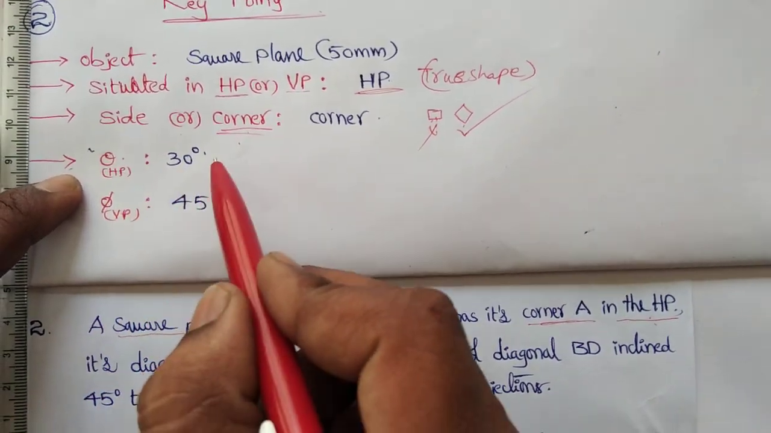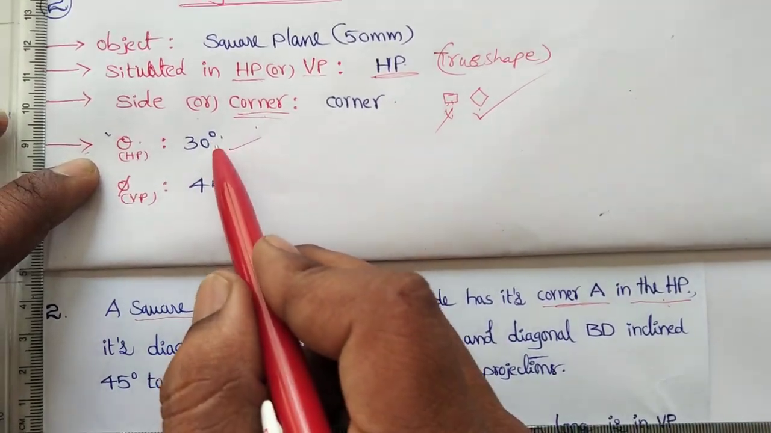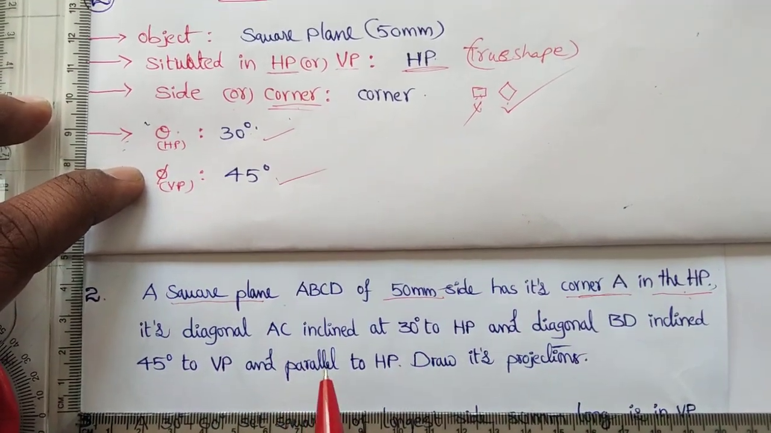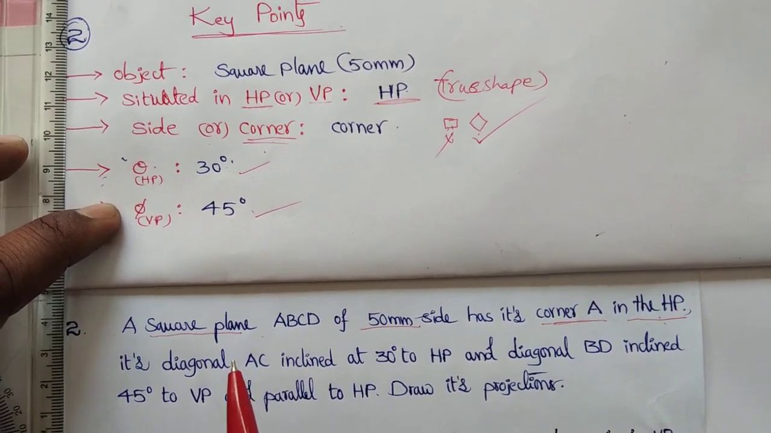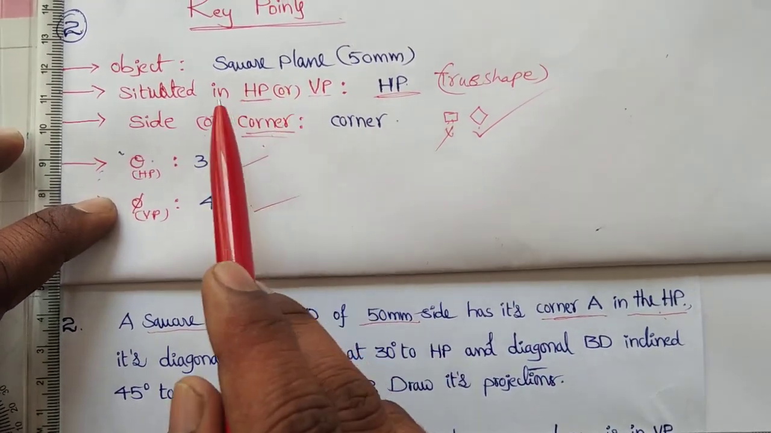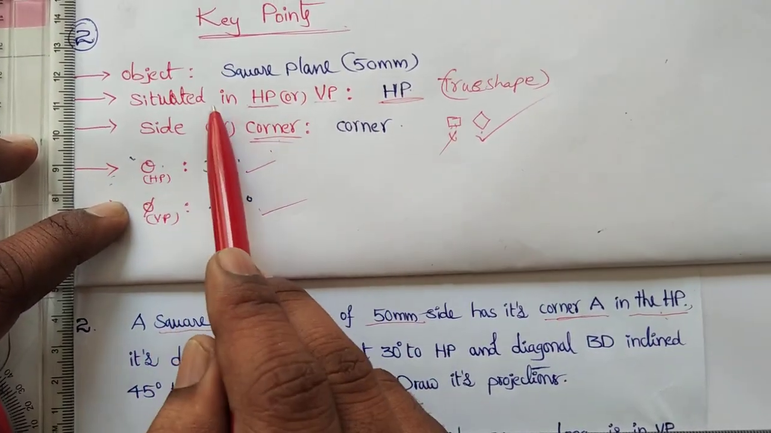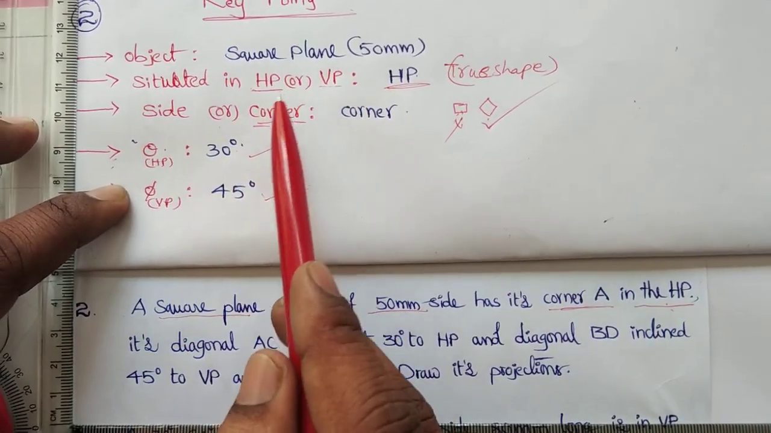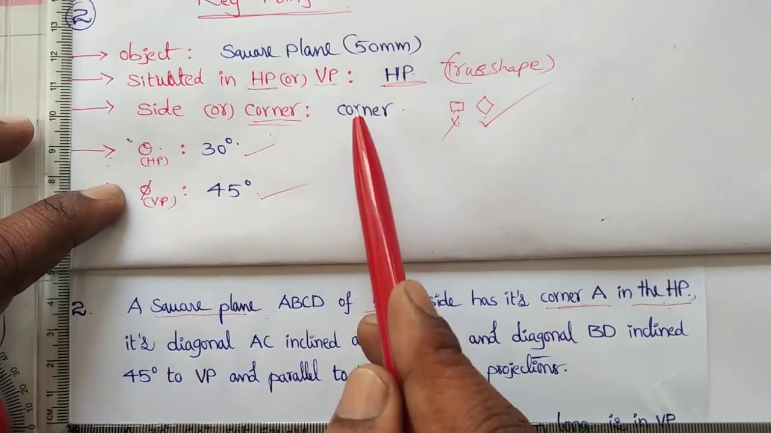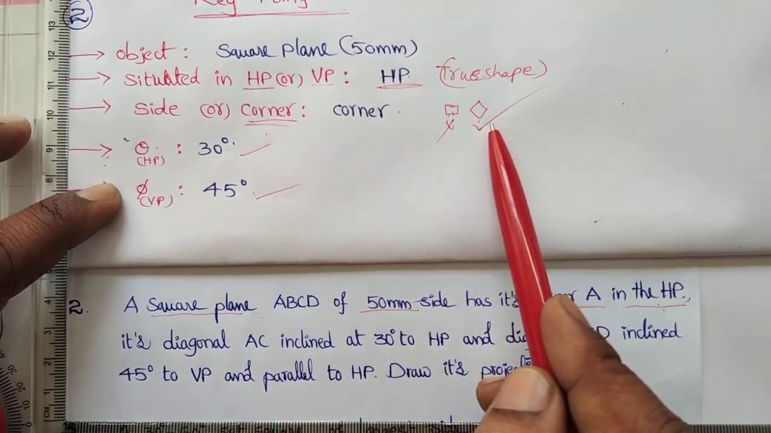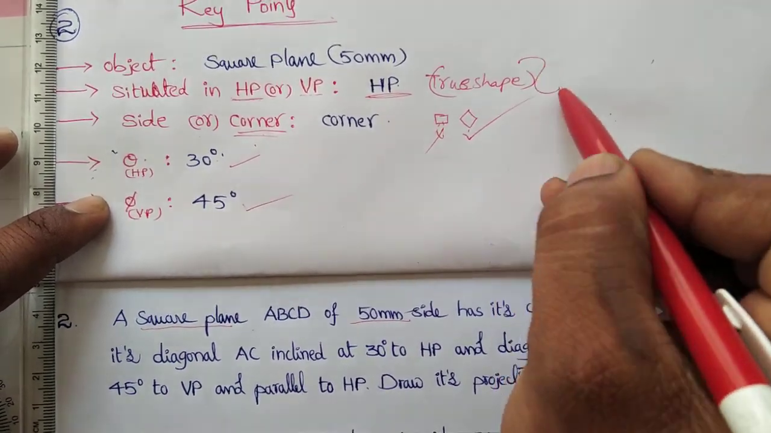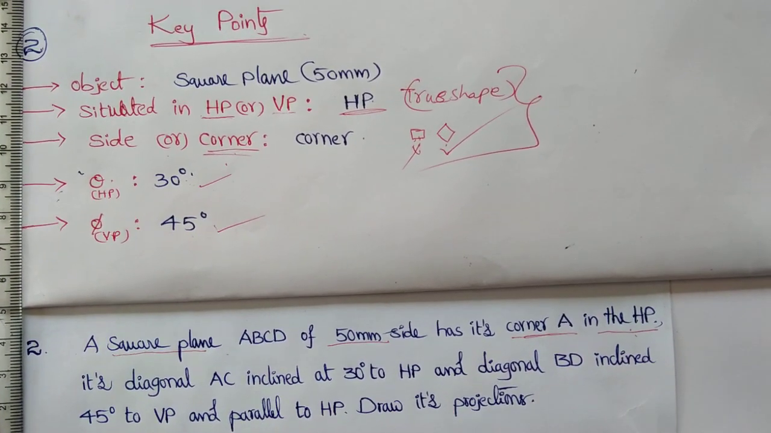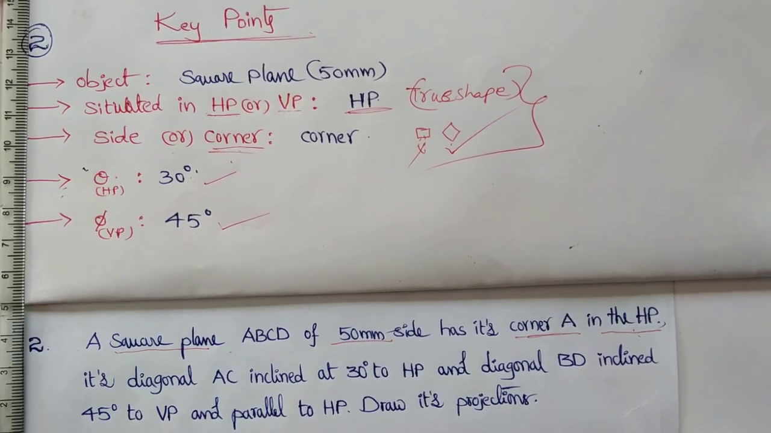Similarly, we have the inclination of 30 degrees with the horizontal plane. This one comes above the reference line portion. The inclination with the VP comes below the reference line portion. So now, without wasting time, let us move to the construction of the projections. Remember this point: by this condition, situated in the HP means in the horizontal plane, we will be getting the true shape. Side or corner, which one is touching the HP? Corner is touching the HP, so we should keep the corner on the left side in the simple position. These two points are very, very important in the projections of planes when the plane is inclined to both HP and VP. Now let us construct the projections, that is, the simple position.